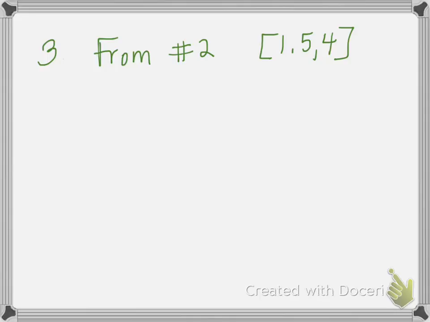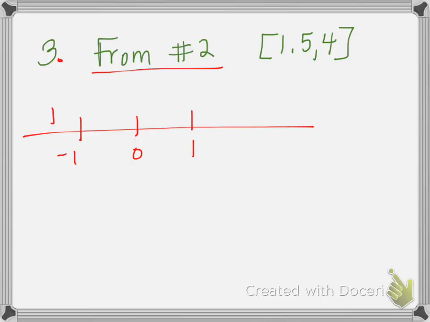Now, what if we use the same problem from number 2? So we've already made the number line. But this time, I want to go from 1.5 to 4. Now, I actually think I wrote that wrong. I really want to go from 0.5 to 4. So 0.5 is about here, and 4 is up here.